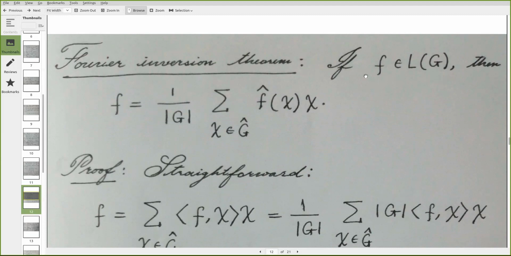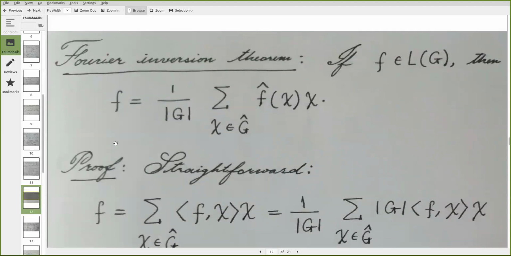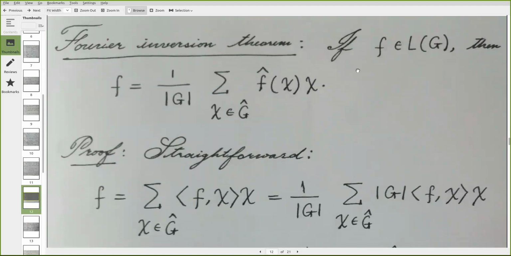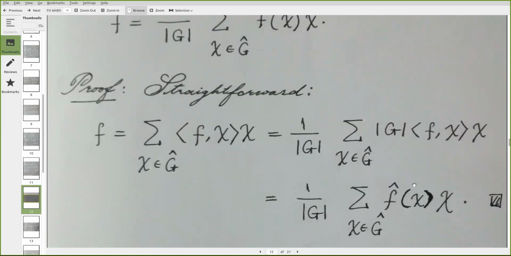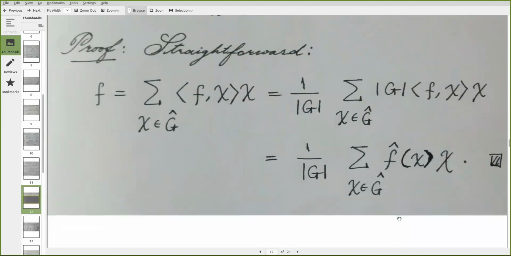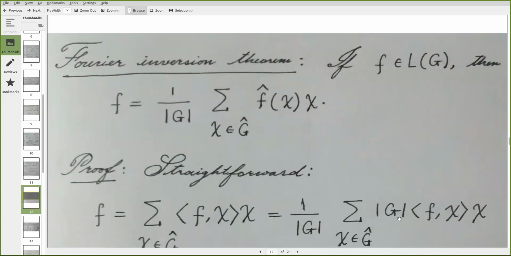So if f is a function in L(G), then f can be written like this, where f hat is the Fourier transform of f. Actually, this is very straightforward, because f admits an expression like this, and then you just apply the definition of the Fourier transform, which is divided by 1 by order of g, and this is this. And now from the definition of the Fourier transform, this has to be f hat at the point chi. So that finishes the verification of the Fourier inversion theorem.